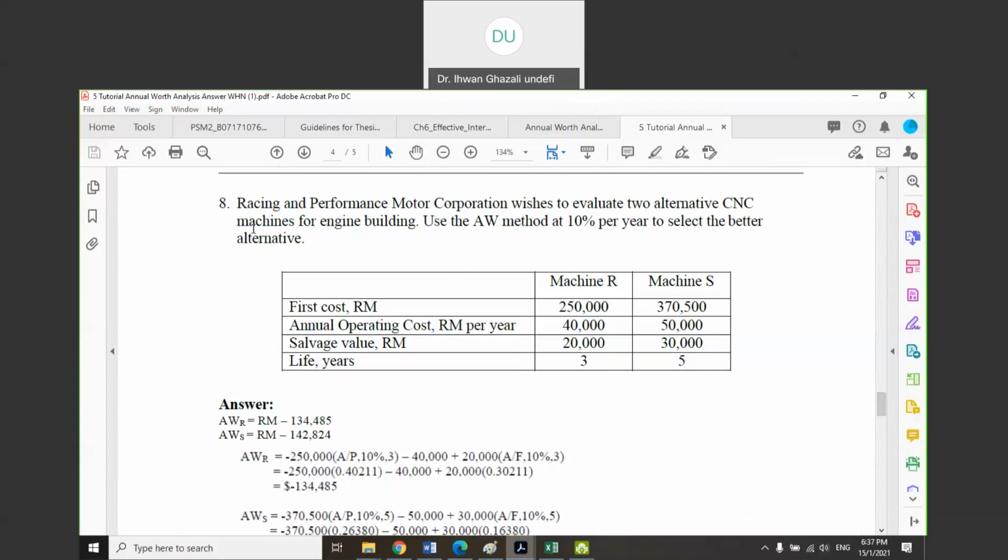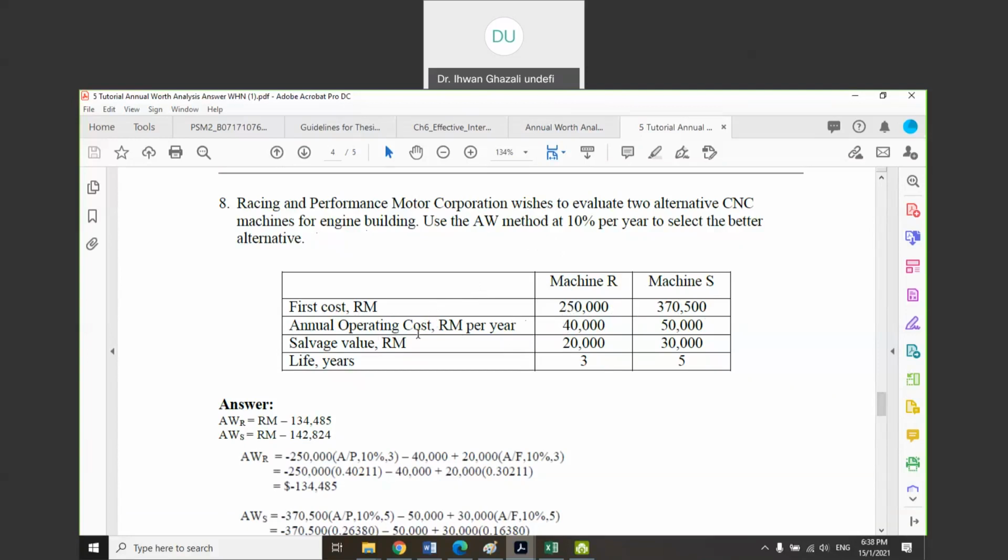Okay. Racing and Performance Motor Corporation wishes to evaluate two alternative CNC machines for engine building. Use the annual worth method at 10% per year to select the better alternative. So which one is better, machine R or machine S? For the first cost, S is higher. This one is 250,000. This one is 300,000 something.